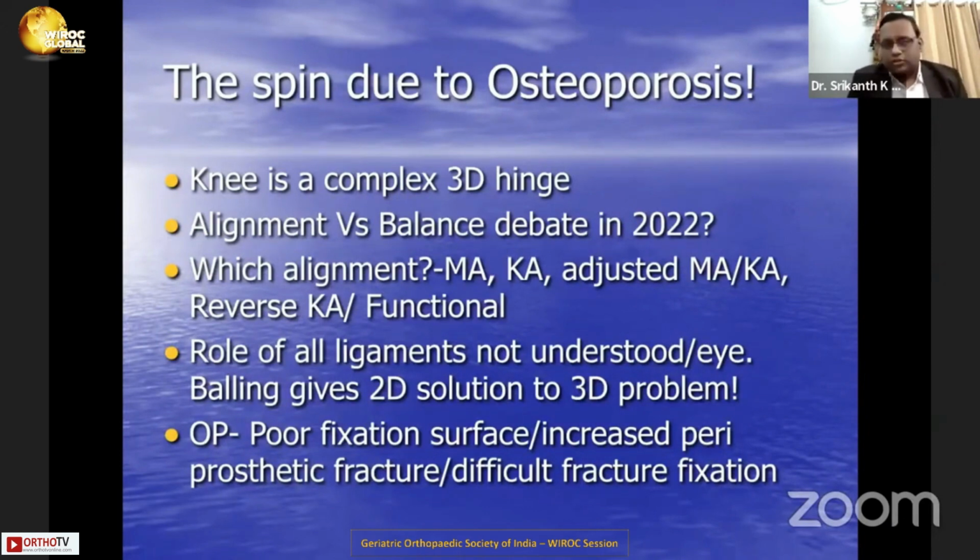The role of ligaments is not well understood, and eyeballing only gives a 2-dimensional solution to what is a 3-dimensional problem. And osteoporosis leads to poor fixation surface and increased periprosthetic fracture. And we know that, once it fractures, it's very, very difficult to fix these fractures because the screws and plates don't have a hold on them.